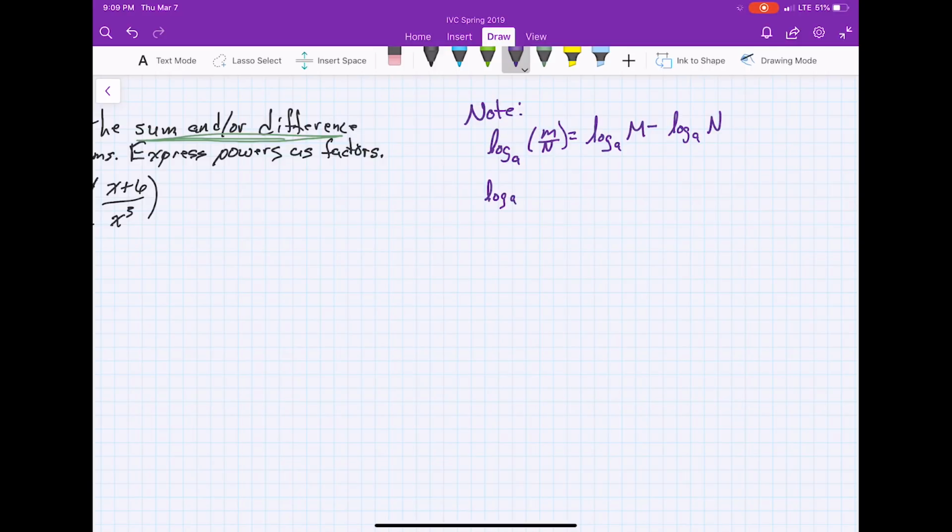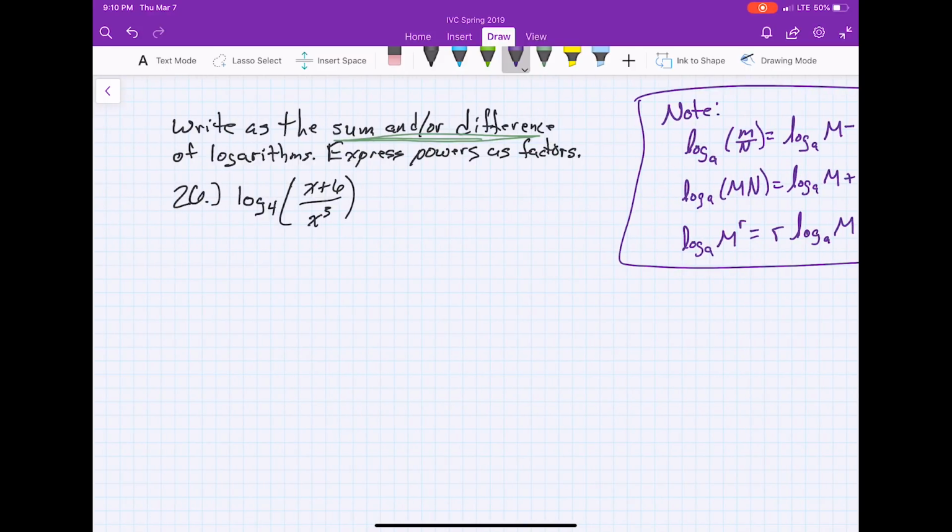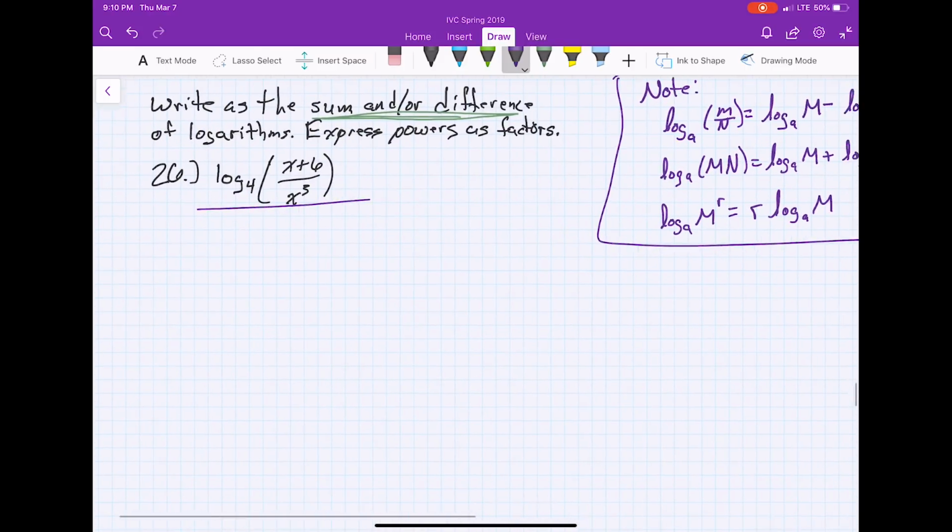Now, order is important here, of course. You subtract the bottom from the top. But for the multiplication, you end up with log sub a m plus log sub a n. And that one you can transpose them back and forth. It doesn't matter because it's addition. And then log sub a of m to the r is also equal to r log sub a m. So these 3 bits of information are what we're going to use to sort out this problem.